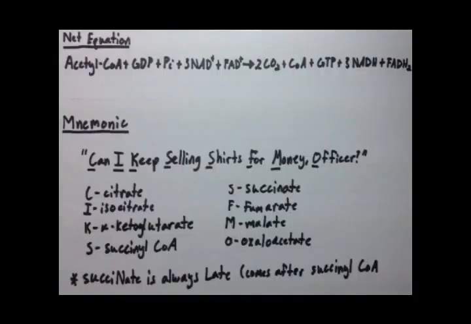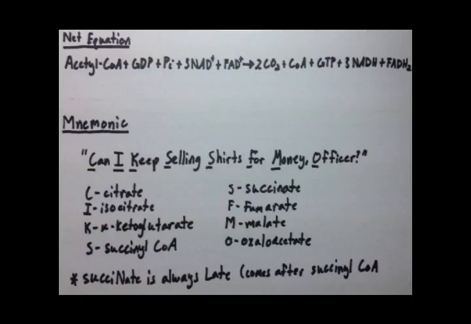On this slide, I wrote out the net equation. So you have your acetyl-CoA plus GDP, plus Pi, which is a phosphate molecule, plus 3 NAD+, plus an FAD. And your products are 2 CO2s, your CoA, a GDP, 3 NADHs, and an FADH2.